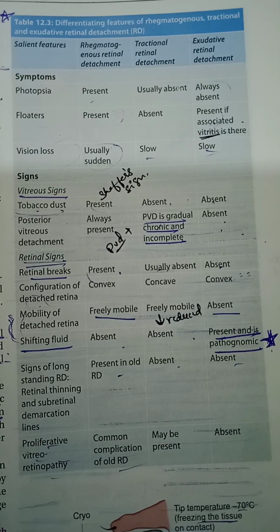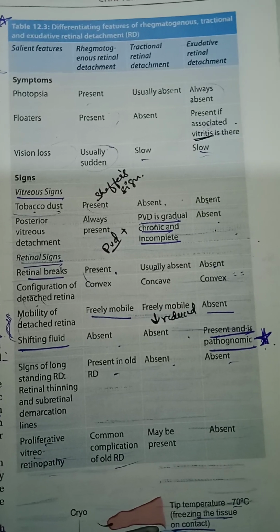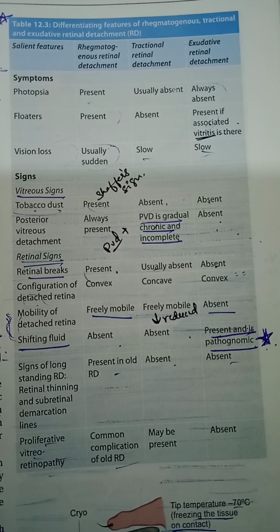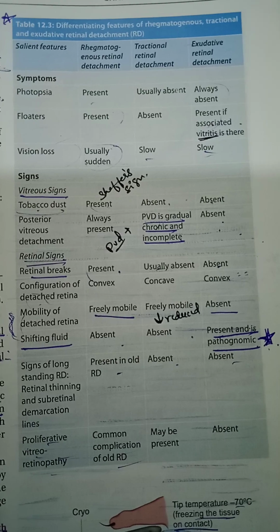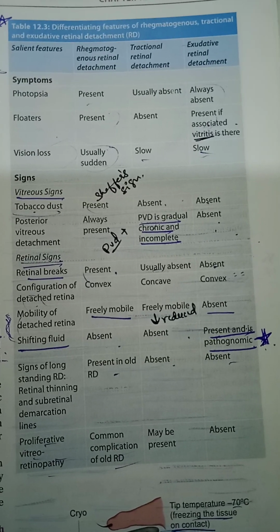And there will be no photopsia, floaters, or retinal breaks, no tobacco dusting sign, and no predisposing posterior vitreous detachment. Retinal breaks are absent. The configuration is again convex here. The shifting fluid sign is pathognomonic and is present.